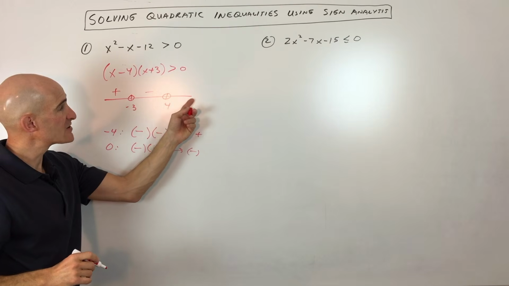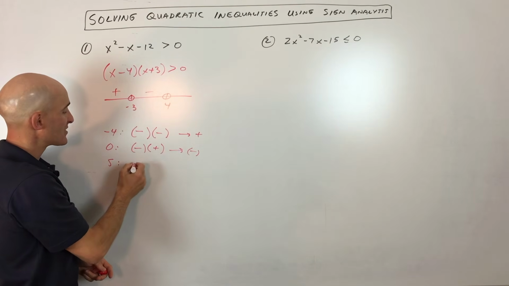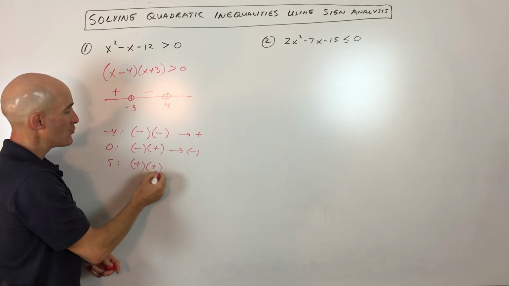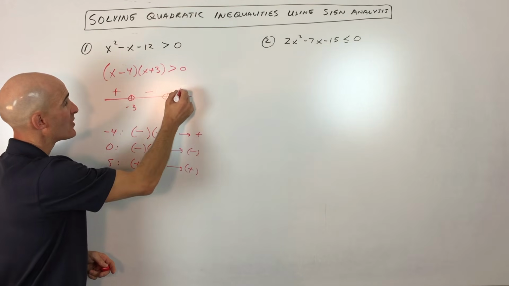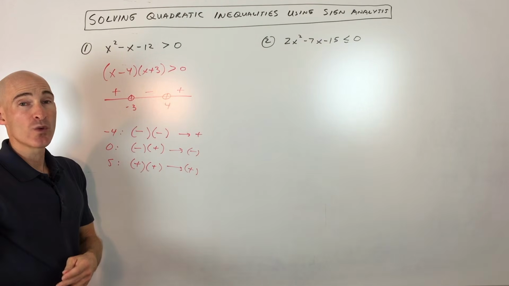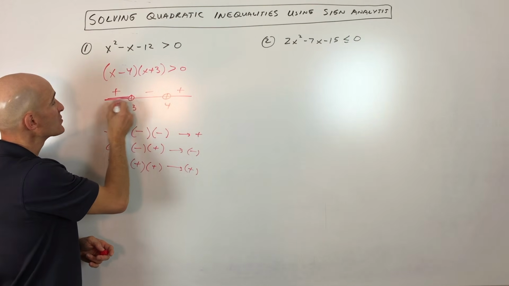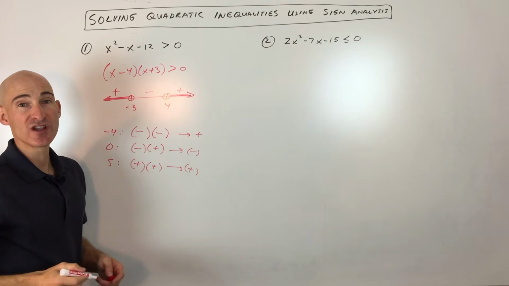If we pick a point in this interval, say like 5, we're going to get a positive. So 5 is our test value. 5 minus 4 is 1, a positive, and 5 plus 3 is 8, that's a positive. And two positives multiplied together give you a positive, right? So I'm going to put a plus sign here. Now we're interested in where the inequality is greater than 0, meaning where is it positive? So it's going to be positive here, and it's going to be positive in this region here.